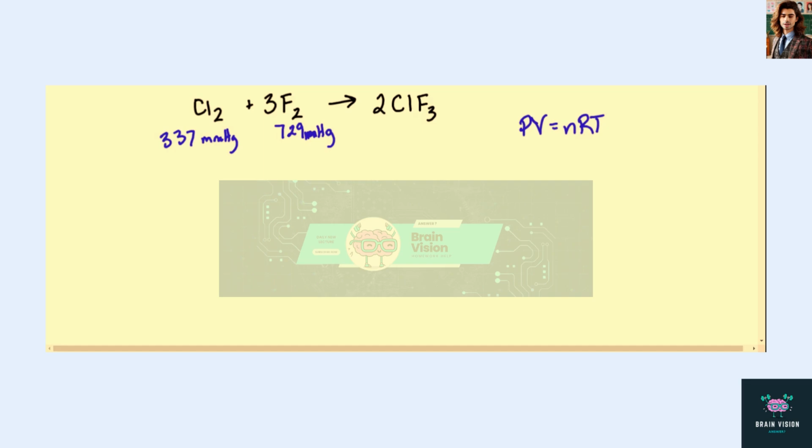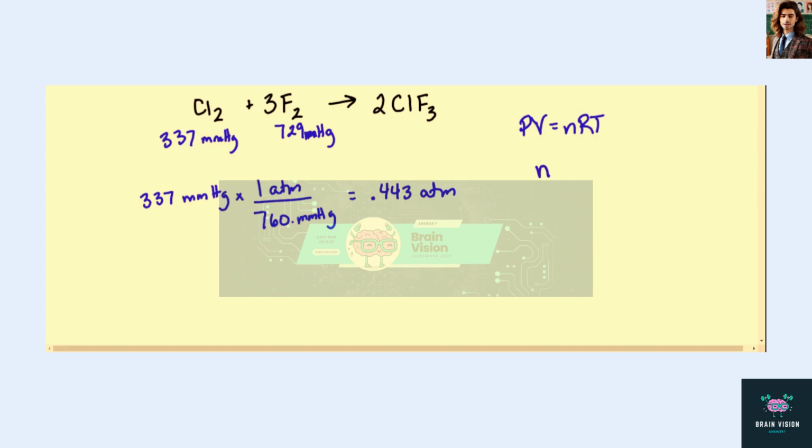I'm going to convert these pressures into atmospheres because that's what I prefer to use, and that R is the one that I have memorized. So we're going to go ahead and convert both of these millimeters of mercury into atmospheres. I'm going to start with chlorine, so I have 337 millimeters of mercury. We're going to multiply that by 1 atmosphere over 760. This gives me 0.443 atmospheres.